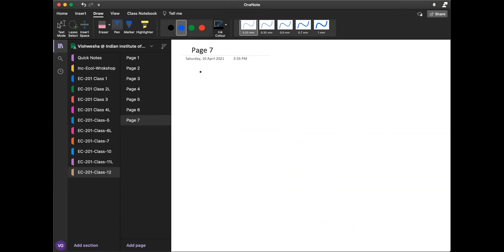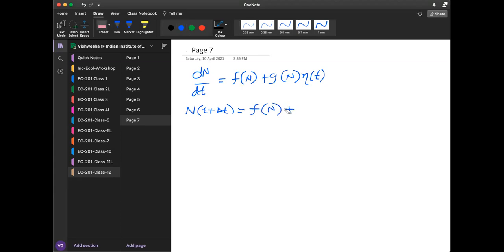We wrote this equation, dn/dt = f(n) + g(n) eta(t), for the stochastic population. And we were asking this question: what to do in this context? How do we numerically simulate this? So we wrote this possible equation.